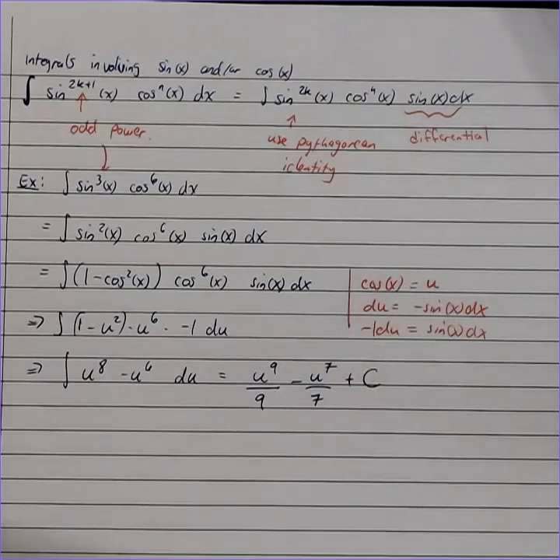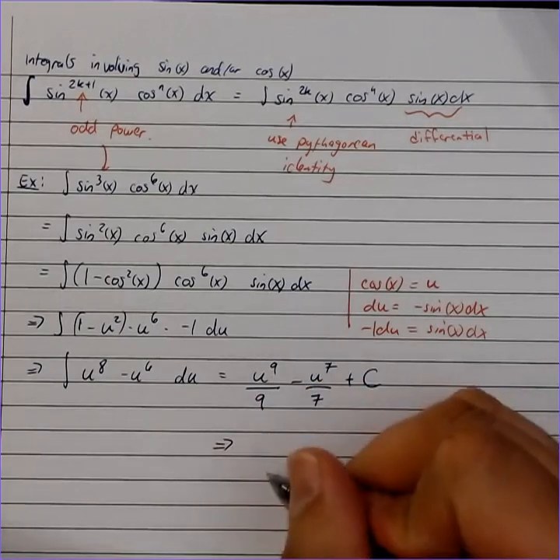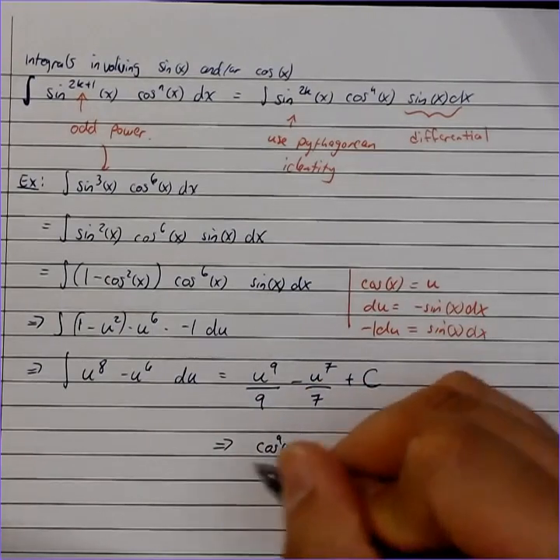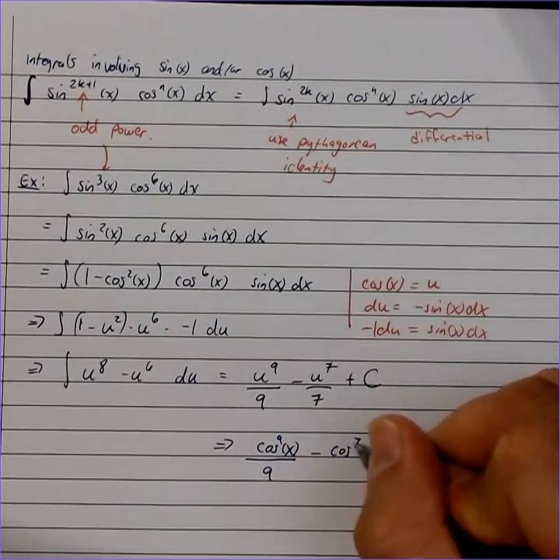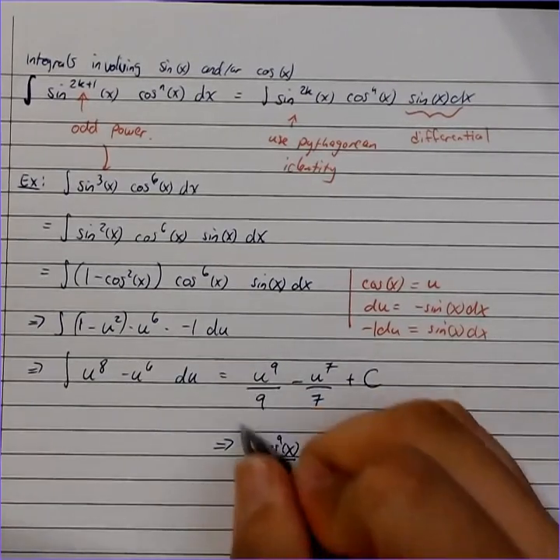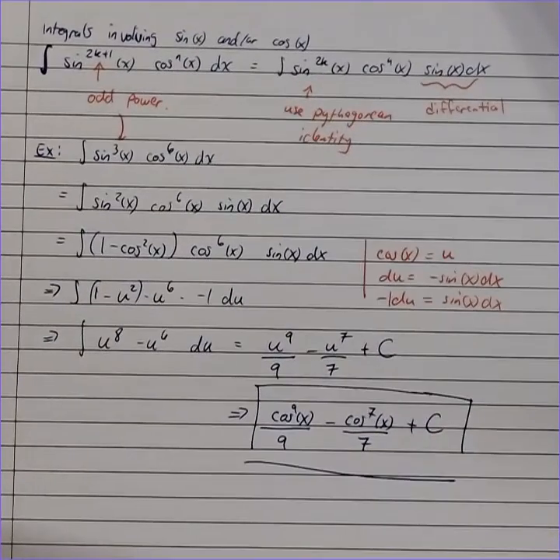And finally, since u is just the cosine of x, we can now back substitute to give ourselves a result of cosine of x to the power 9 over 9 minus cosine to the power 7 of x over 7 plus some constant of integration. And that makes us happy.